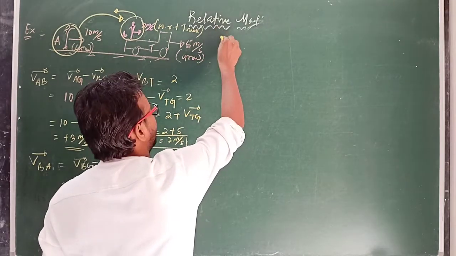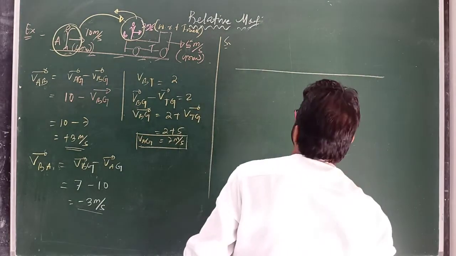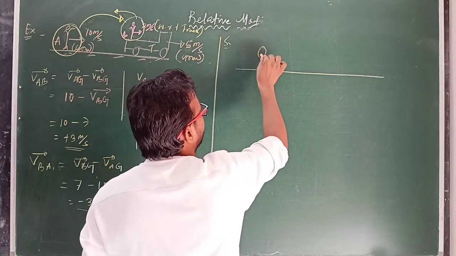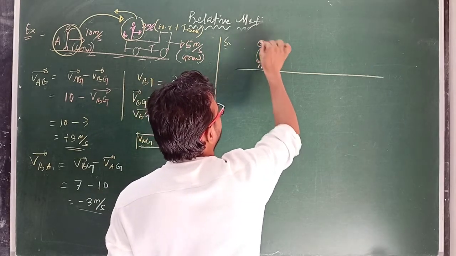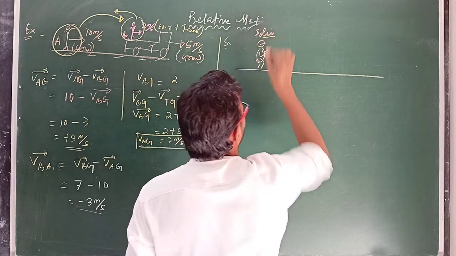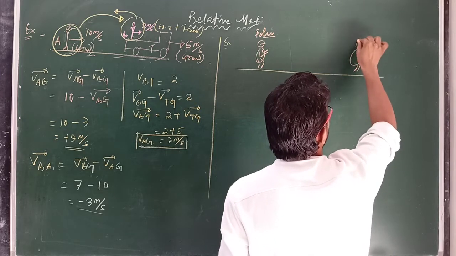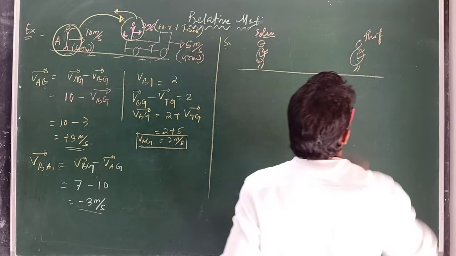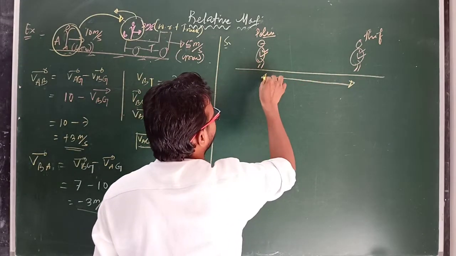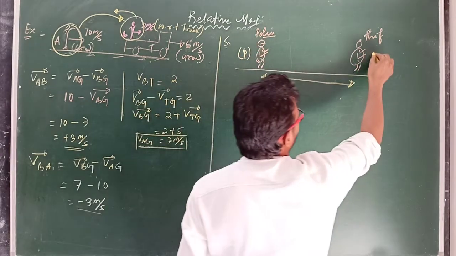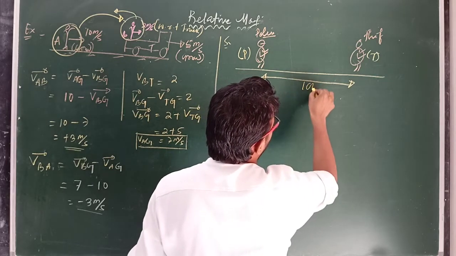So let's take another example. This is the ground frame, and suppose this is police and here I am taking thief. Clear? Okay. So the initial separation between police P and thief T, suppose here that is 100 meter.